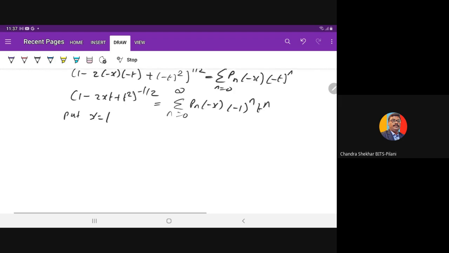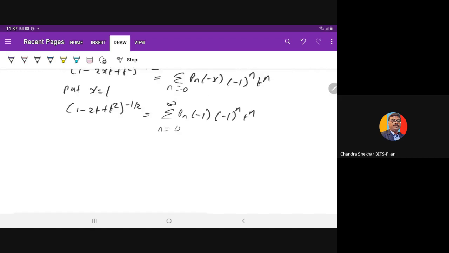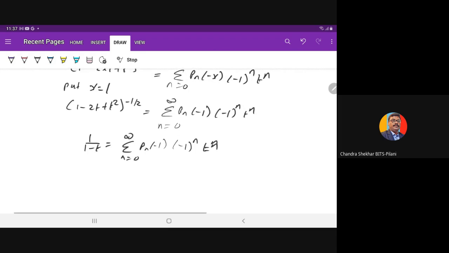As you put x is equal to 1, the left hand side will become 1 minus 2t plus t square, and the right hand side is summation n is equal to 1 to infinity P_n of minus 1, minus 1 to power n t to power n, and this can be written as 1 upon 1 minus t, summation n is equal to 0 to infinity P_n of minus 1, minus 1 to power n and t to power n.